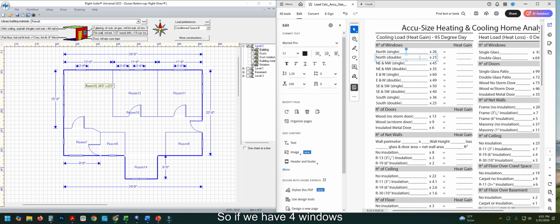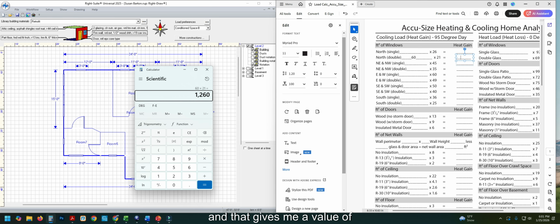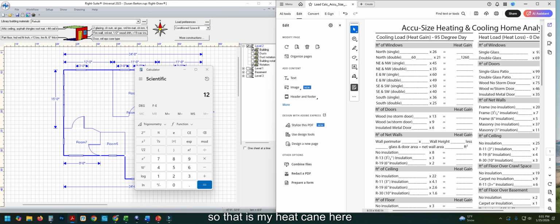So if we have 4 windows, that would equate to 3 times 5, which gives me 15. Multiply that by 4, that gives me 60. So in this box, I will go ahead and type 60. And we're going to multiply that by 21, and that gives me a value of 1260. All right, so that is my heat gain here for the first set of boxes.